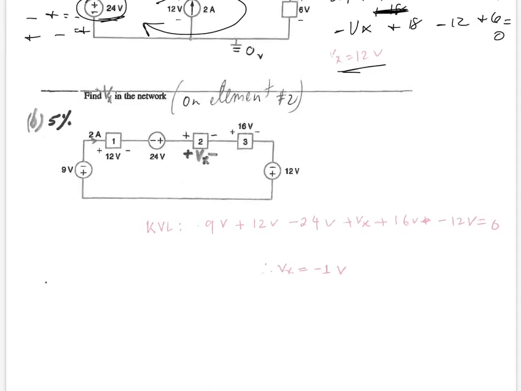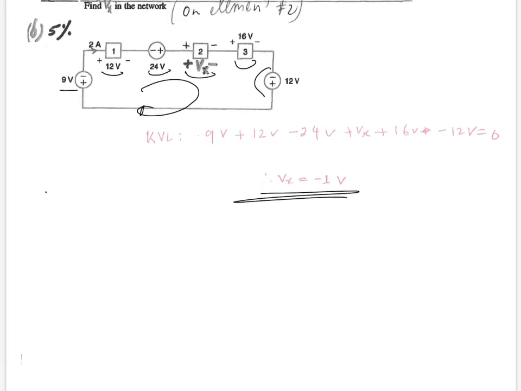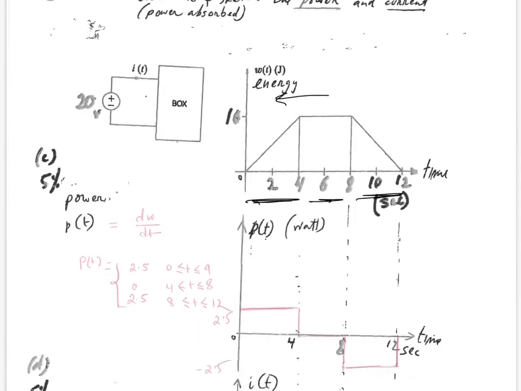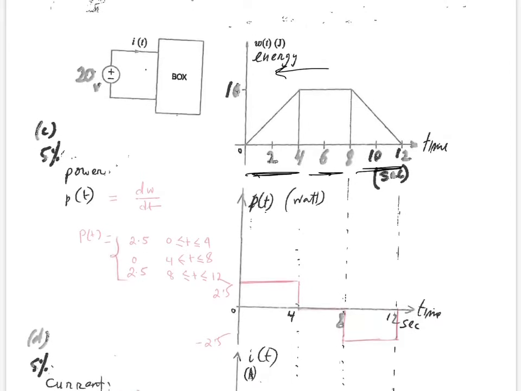He does the exact same thing here. He starts at this 9 plus to minus, so it's plus 9 plus 12 minus 24 plus Vx plus 16 minus 12, and goes in a circle there, and he solves it, which gives us negative 1. Moving on, let's erase this here.